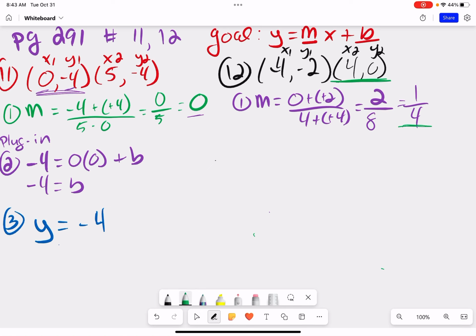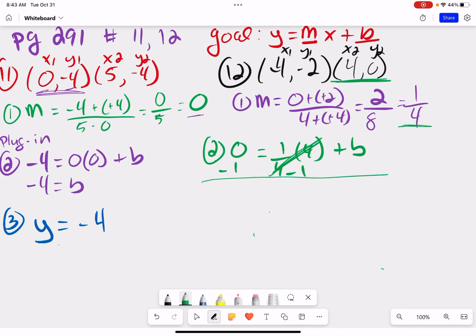So step 2 is time to plug in. I'm going to have my y value of 0 equals 1/4 for my slope times my x value of 4 plus b. Now, I like this point right here because this actually simplifies. This cross reduces. 4 goes into 4 one time, so that goes away. We're left with 1. And so I have 1 plus b. How do I get rid of a positive 1? Minus 1, minus 1. Please be careful. 0 minus 1 is not 1. It is -1. So -1 equals b.